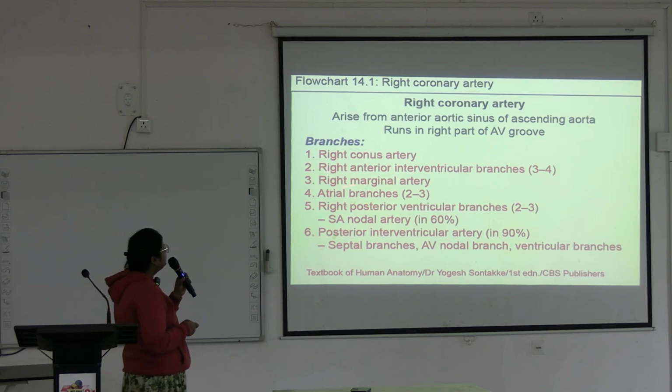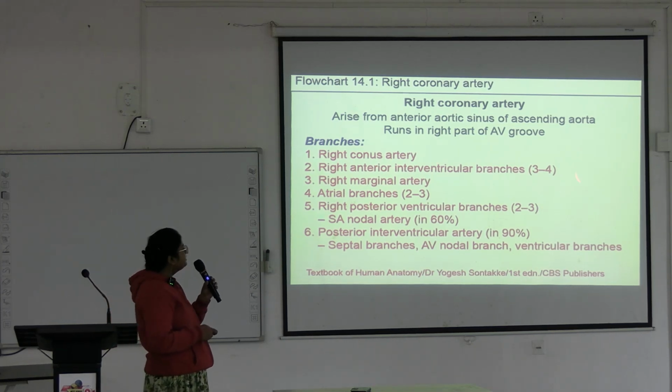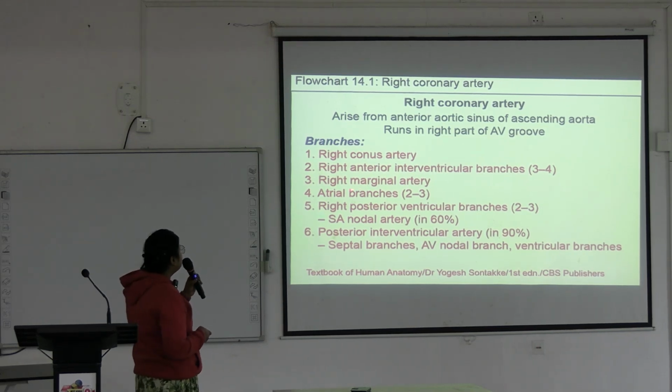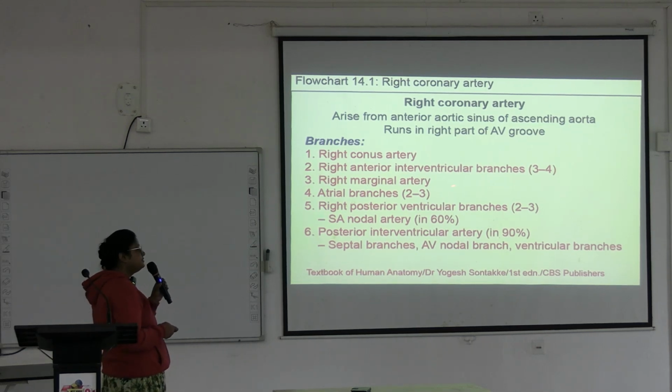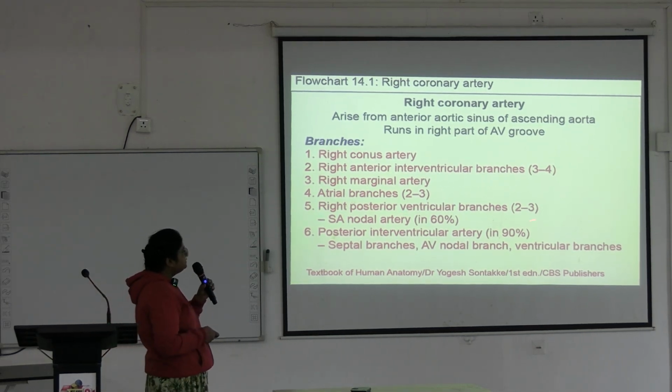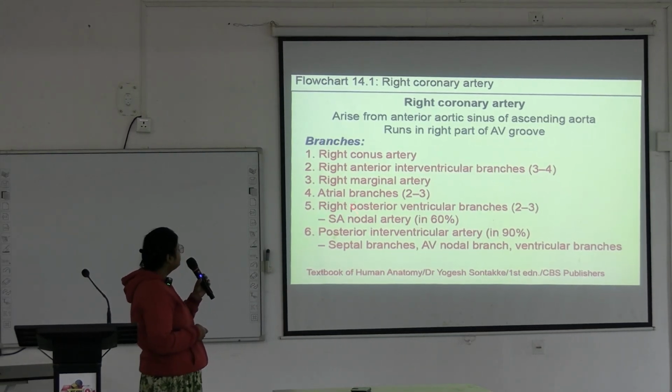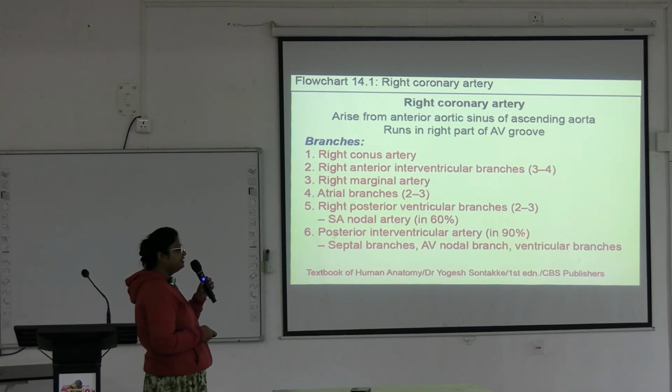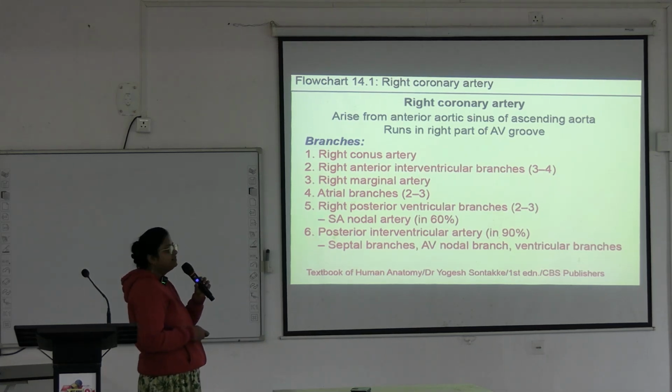So right conus artery, right anterior ventricular branches 3 to 4, supplying the right ventricle wall, right marginal artery, atrial branches 2 to 3 in number, right posterior ventricular branches also 2 to 3 in number, and SA nodal artery in 60% of cases, posterior interventricular artery in 90% of cases, and septal branches, AV nodal branch, ventricular branches. All these are branches from the right coronary artery.